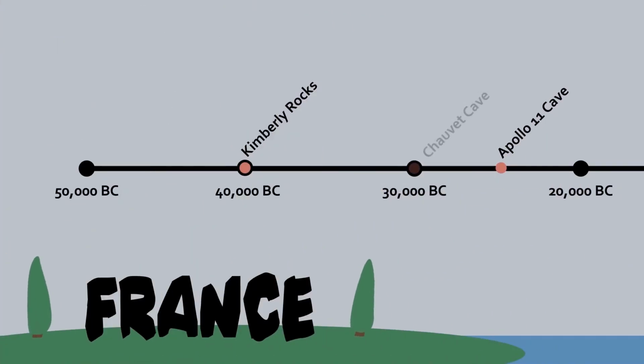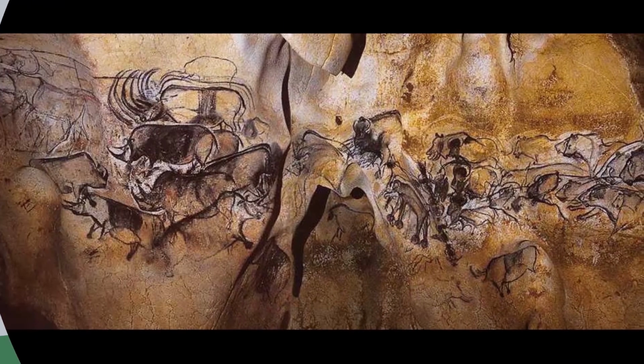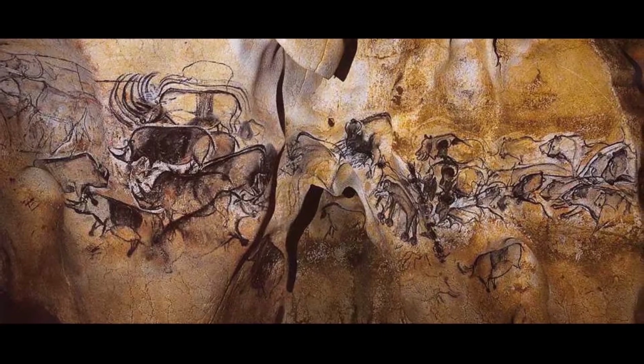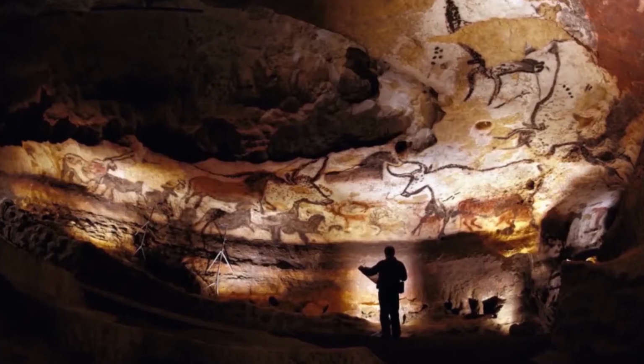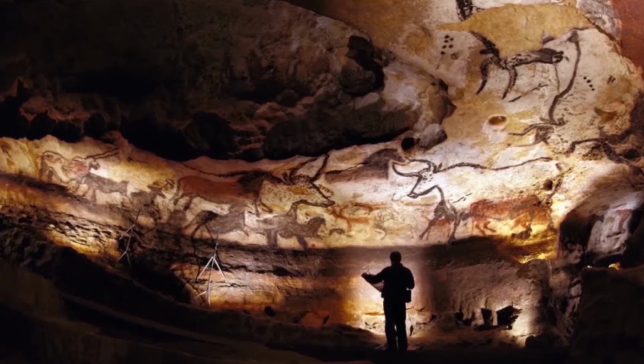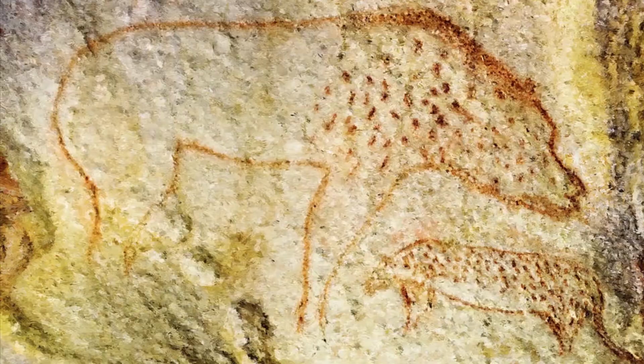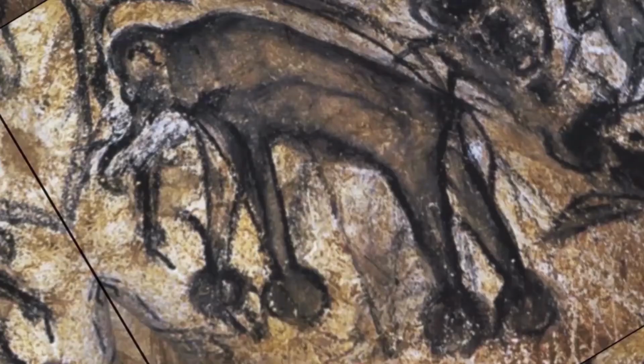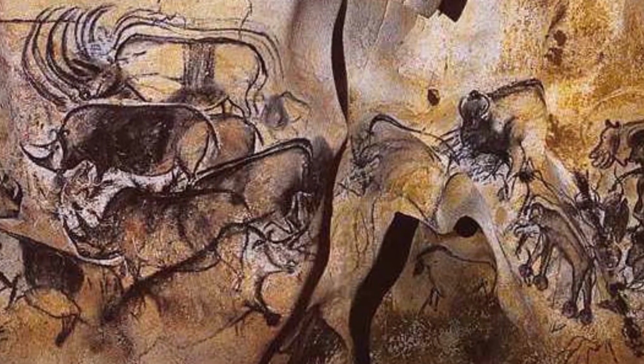Another example is the Chauvet caves in France, created around 30,000 BC. Hundreds of images are painted inside a cave system, which was preserved when a landslide buried the original entrance. There are images of lions, deer, hyenas, rhinos, horses, mammoths, and many other Ice Age species.